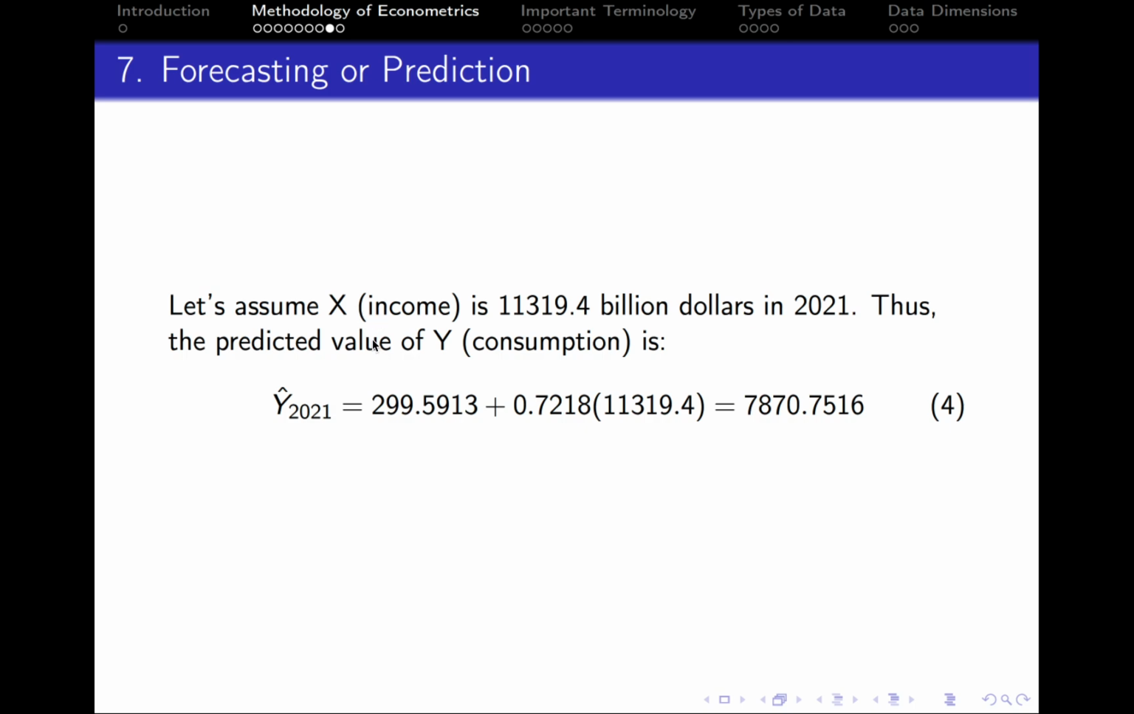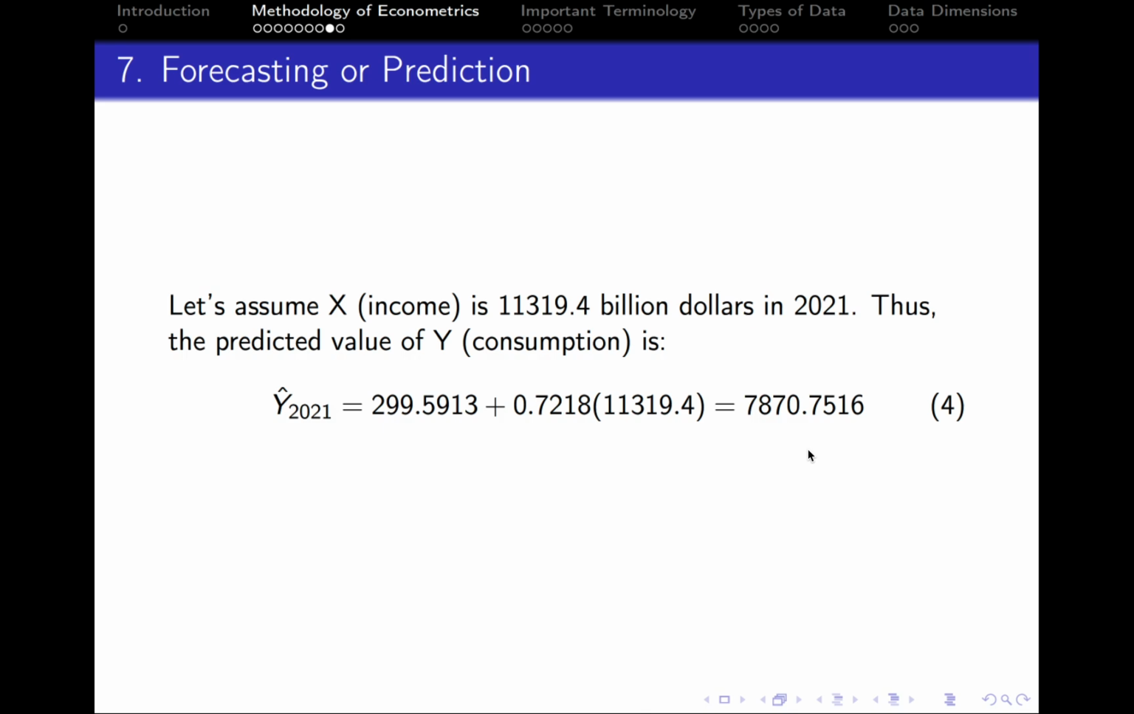So let's assume we predict that income in 2021 will be $11,319 billion. So given this value, we can predict the value of consumption at the end of 2021. We use the estimated model. Instead of X, we substitute its value that is given above. And in such a way, we obtain the predicted value of consumption for 2021. I think it's not that difficult and it's quite intuitive. If you have a problem with understanding this equation, please let me know.